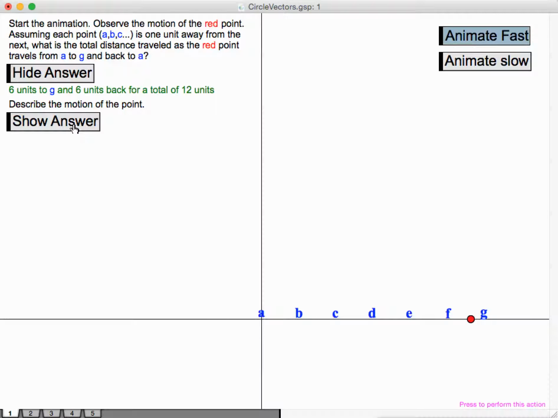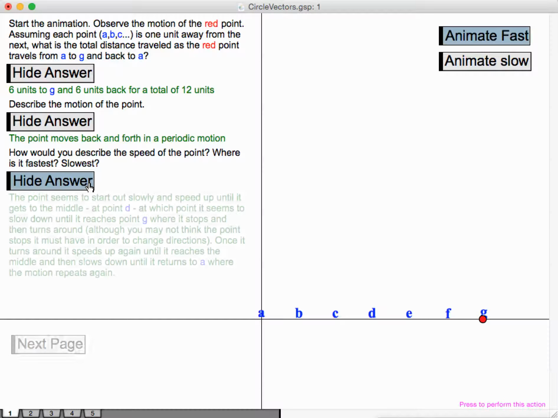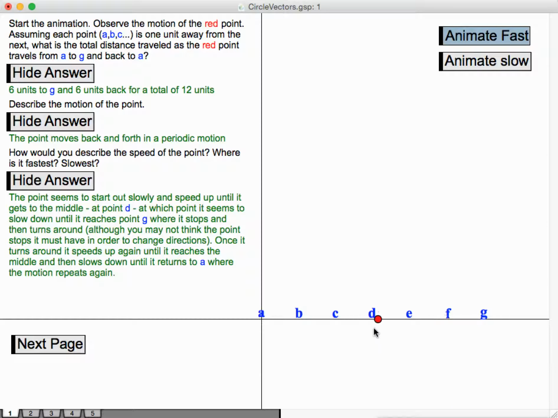So we're asking students to describe that motion. And the hope is that at the very least, they just say it goes back and forth and it's periodic. And then next we try to have the student describe the speed of the point, like where it's fastest, where it's slowest. And hopefully they'll be able to figure out that the point is fastest when it's going through the middle, regardless of the direction, and it's slowest at the end. So it starts at the end, speeds up, then it goes to the middle, slows down, and stops, turns around.